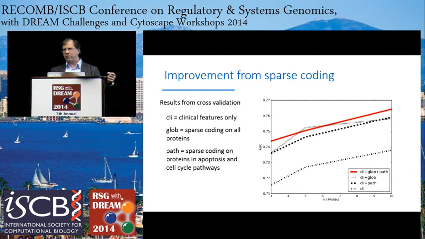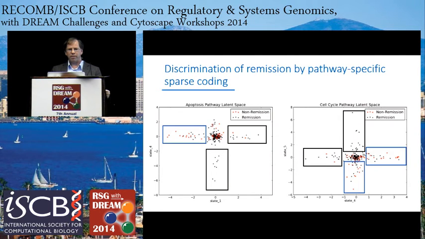Now, the caveat is that the SVM got us most of the way there, and so everything else we used just bumped up the performance a little bit. In this graph, CLI is the clinical features alone, glob is sparse coding on all proteins, and path is sparse coding on proteins in the two pathways I just mentioned. And you can see that in general, when you put all of these things together, it works best. This achieved the dual goals of making use of the protein data and including some biological prior knowledge, in terms of the lists of genes involved in each of these pathways, in getting an improved classifier. So we felt good about that.